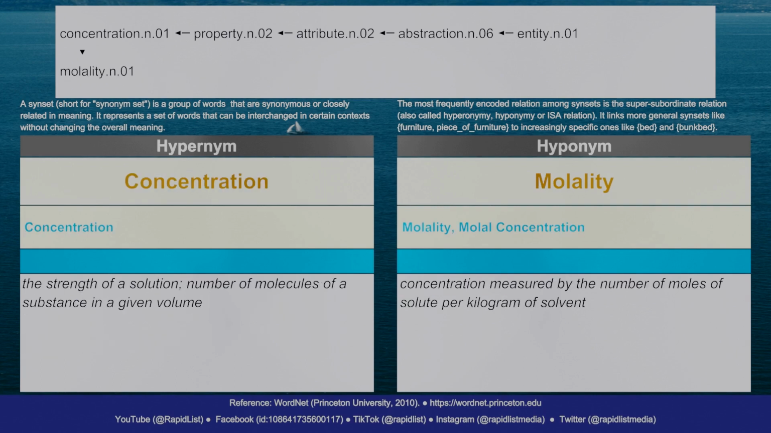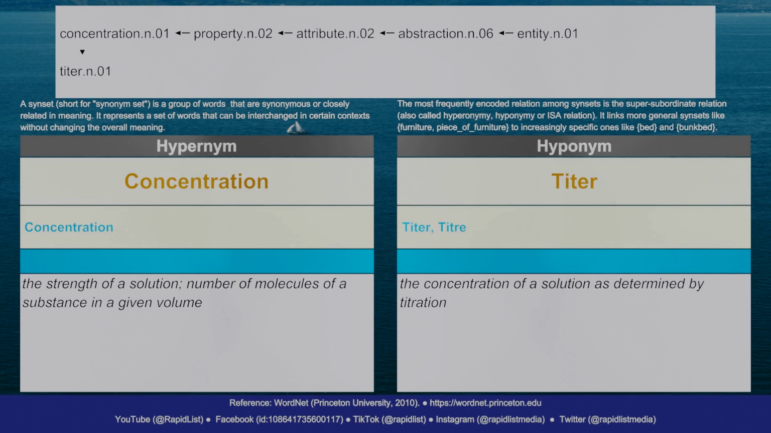Molality. Concentration measured by the number of moles of solute per kilogram of solvent. Molarity. Concentration measured by the number of moles of solute per liter of solution. Titer. The concentration of a solution is determined by titration.